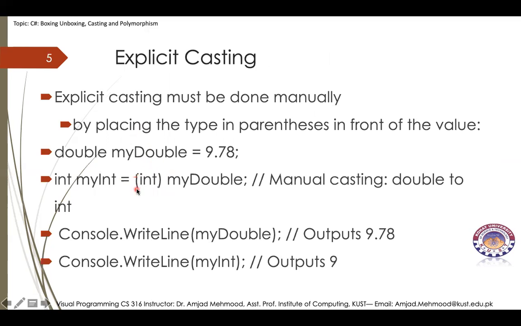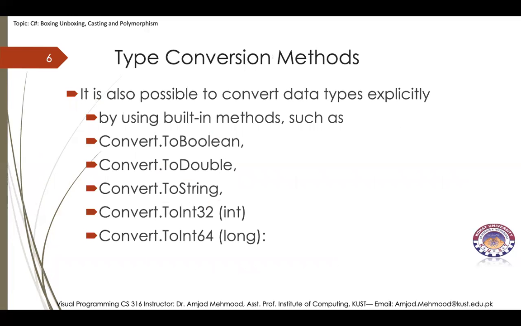This is the traditional pattern of programming. If you have read Java, Java does the same way. But C sharp has some classes which help you to do that. So for the conversion or the casting, you can use these methods as well. These are the methods which help you to do the explicit casting.